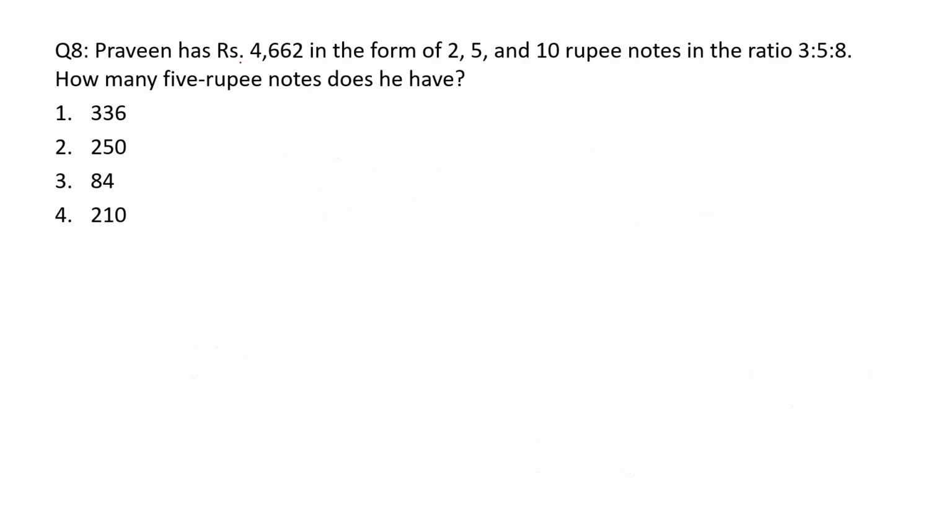Praveen has this much rupees in the form of 2, 5 and 10 rupee notes in the ratio of 3 is to 5 is to 8. How many 5 rupee notes does he have? So, total rupees Praveen is having this much. These rupees are in the form of 2 rupee notes, 5 rupee notes and 10 rupee notes. And they are in this ratio.